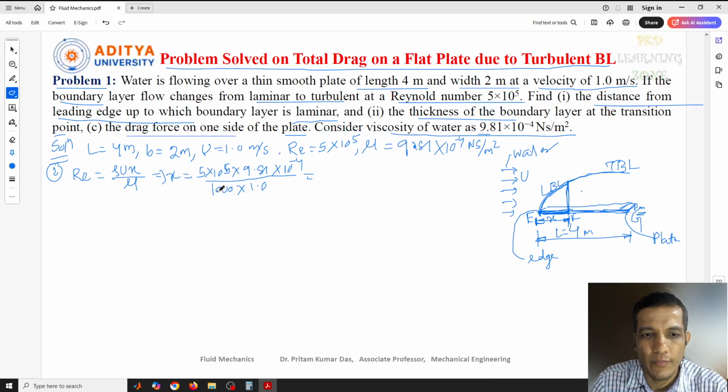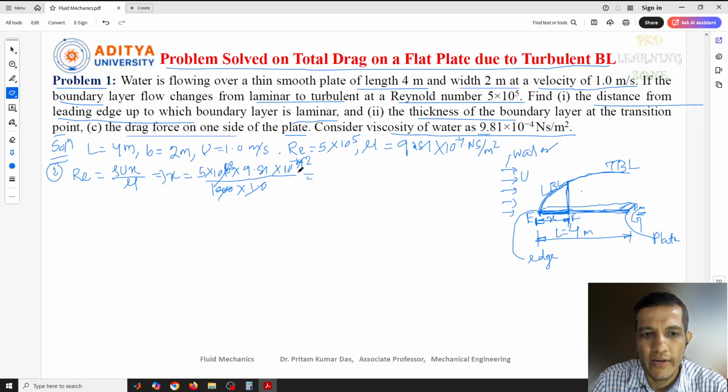Now if you solve this, it's very simple. The 3 and 3 cancel, 10 to the power minus 2 is present now, and this is 1, leave it. Now multiply 9.81 into 5: 9 into 5 is 45, 8 into 5 is 40, so 45, 4, 49.